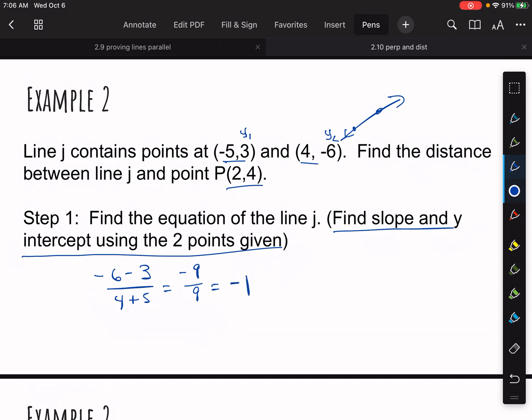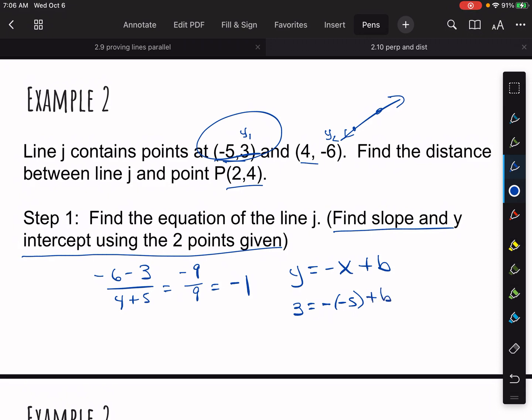So far, what I have for the equation of my line is y equals -1x, or just -x, plus b. I have to find b. So how do I find b? Well, I can choose either one of these points and plug it back in. So I'll choose the first one. I'm going to plug those in for x and y. So for the y, we plug in a 3, and for the x, we plug in that -5. So be careful here, it's -(-5) plus b.